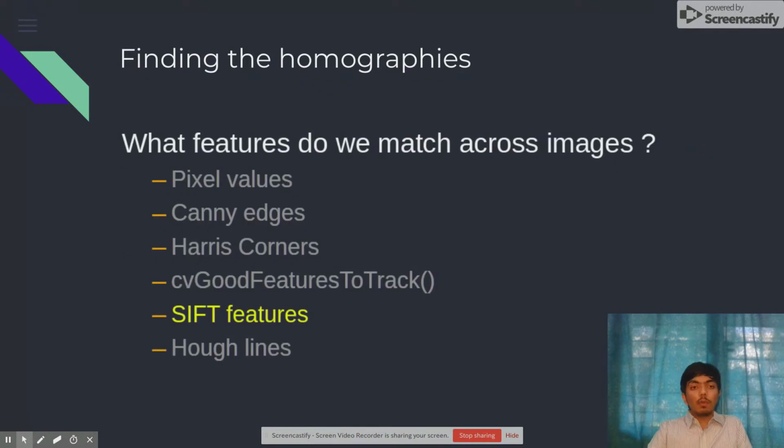So what features exactly do we match across images? Pixel values, Canny edges, Harris corners, SIFT features, or whichever algorithm that we are using, or whole lines. Since we are using the SIFT algorithm, it is always better to use SIFT features, then remove the outliers. In that case, we get a very good result, which is why this entire sprint is being conducted.